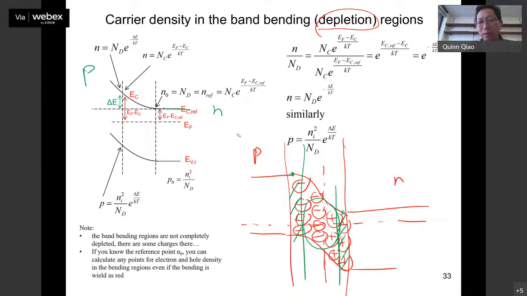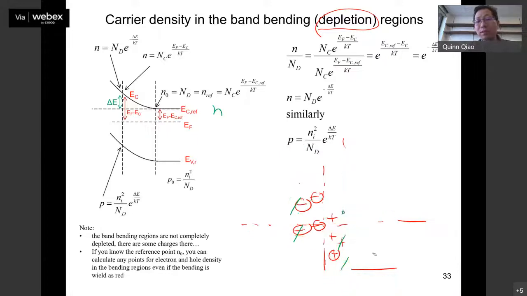Okay, look at this slide. What do you see? I'm going to repeat. Basically on the inside, you have what? You have N0 there. N0 equals what? ND, the dopant concentration, right?